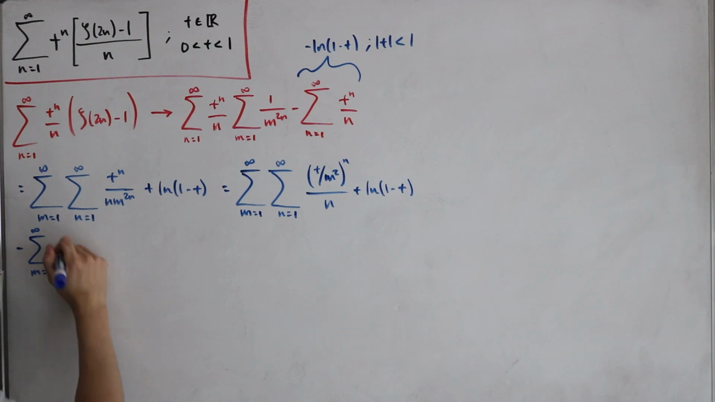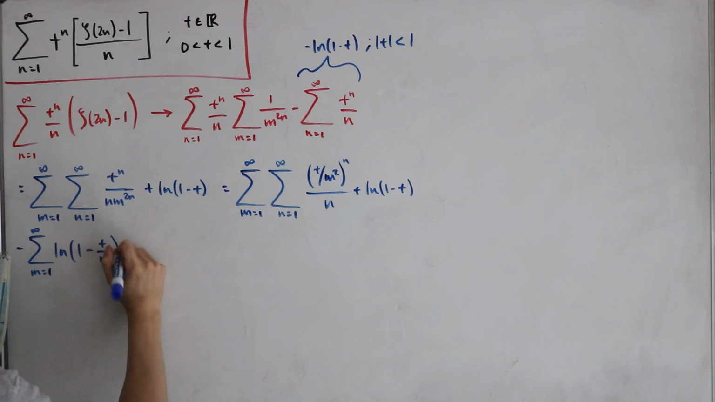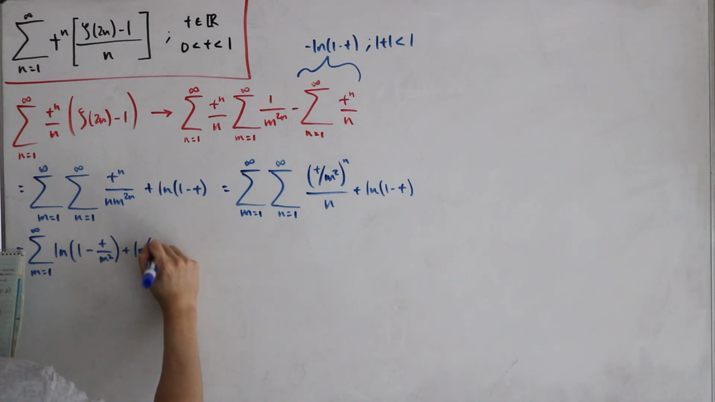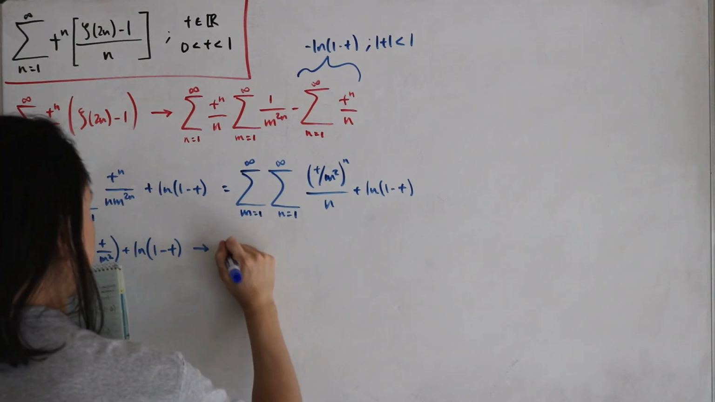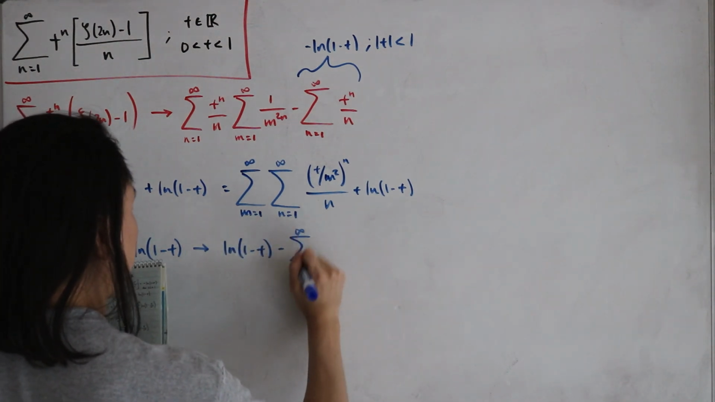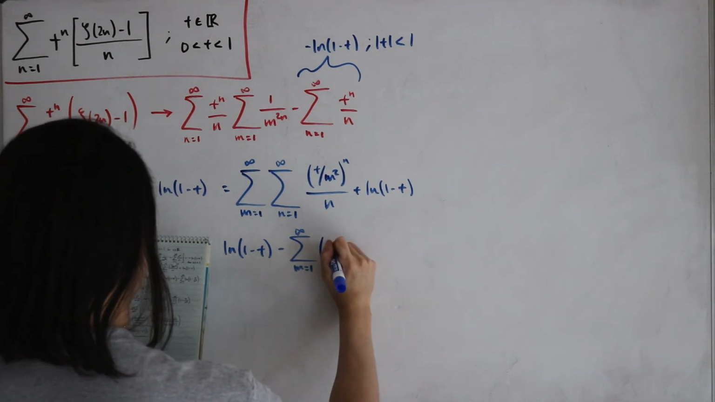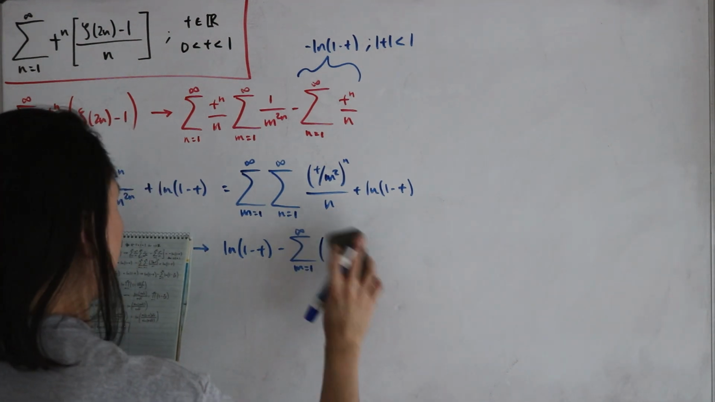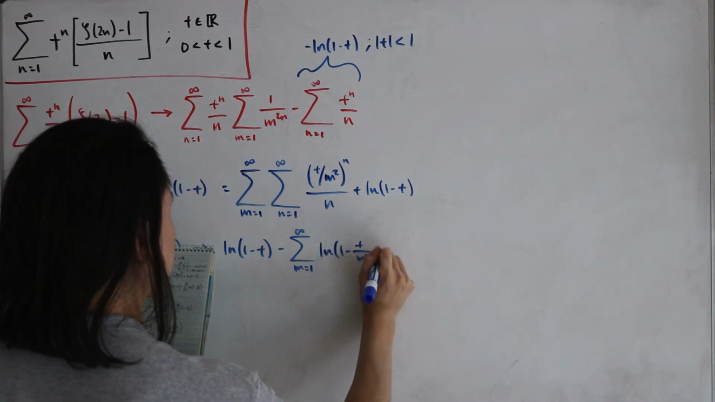So m is equal to 1 of the natural log of 1 minus t, and then divided by m squared. Okay, and then add this with the natural log of 1 minus t. Let's actually just move that to the front. So then we have the natural log of 1 minus t, then subtract the infinite sum, m is equal to 1 of the natural log of 1 minus t divided by m squared.